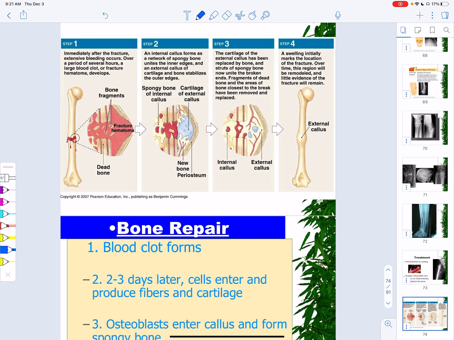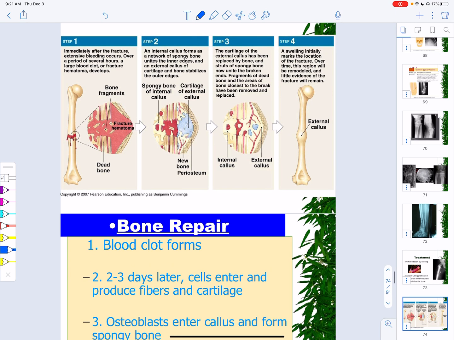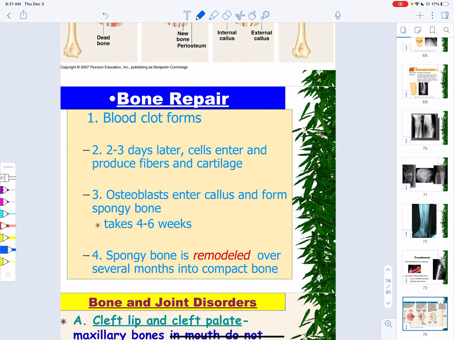So you make the structure first, and then over time, you are going to have the spongy bone be remodeled into compact bone where it's necessary. And it does take several months. Okay, so you do get this callus that forms around it. You can actually see it in x-rays. If you've ever had a broken bone and they take a mid-healing x-ray, you can actually see the callus. I was able to see this on my daughter when she broke her arm. So 4 stages of bone repair.